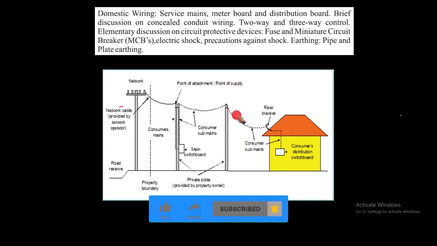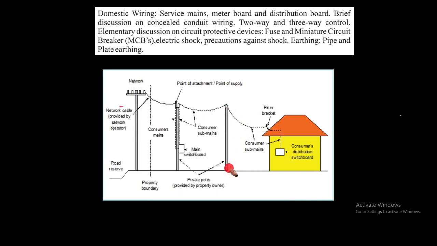That means the pole which is near to your house, which has a connecting wire, that is called the service mains. Here you observe the service mains. From the service mains it is given to the consumer's distribution switchboard. I will show the diagram very clearly, step by step, to show how it is connected.